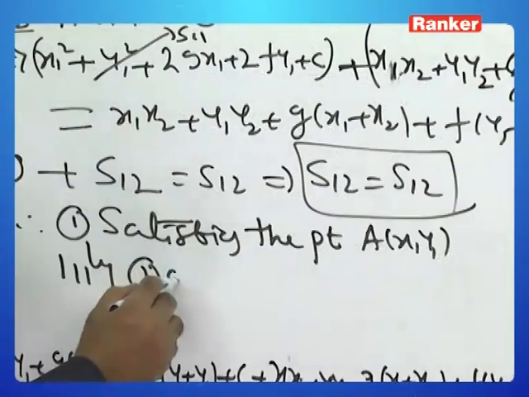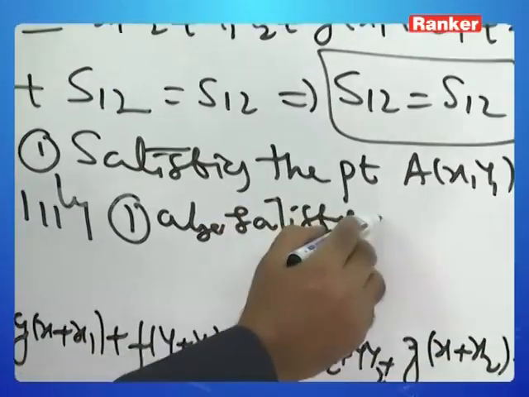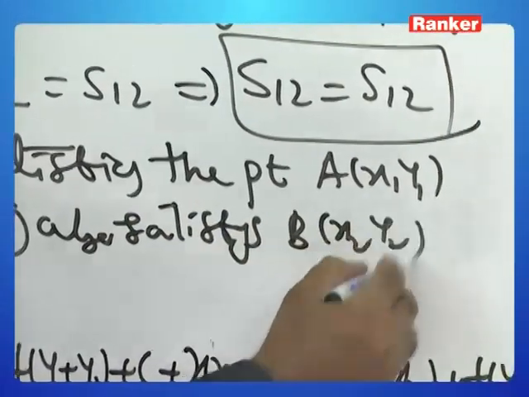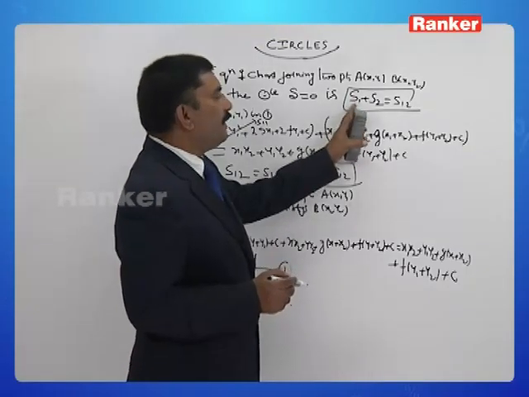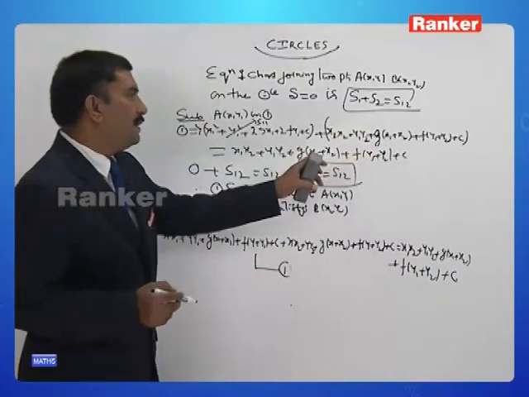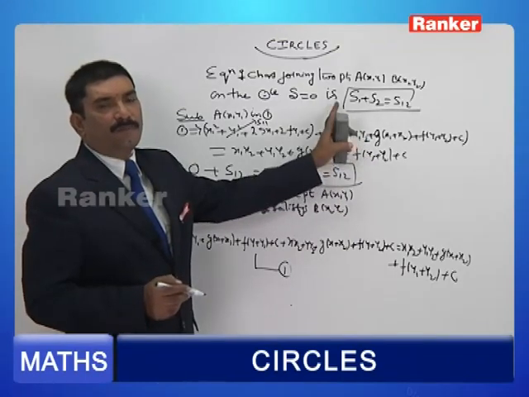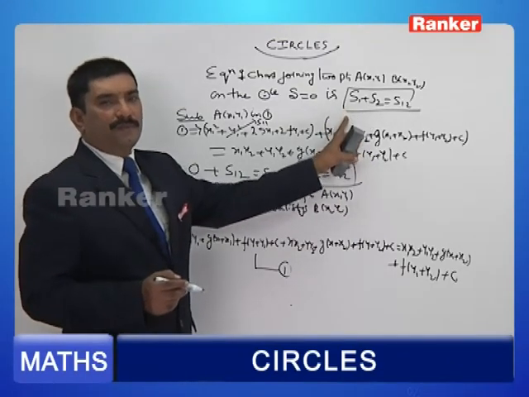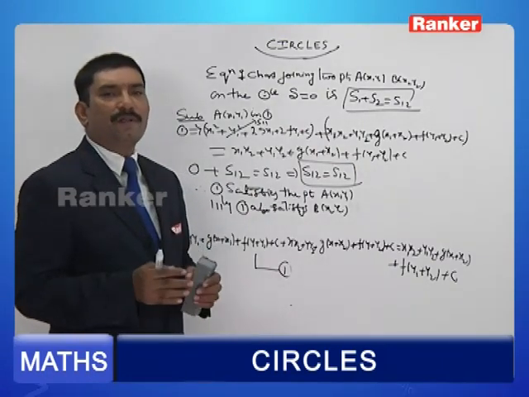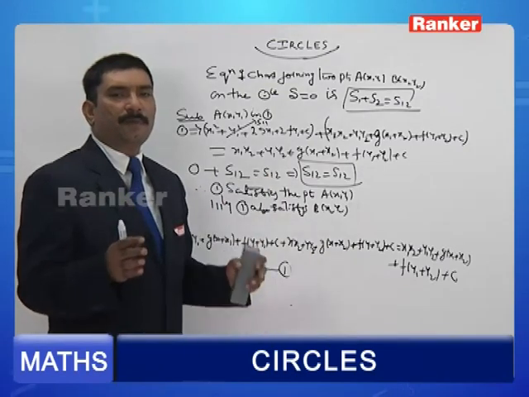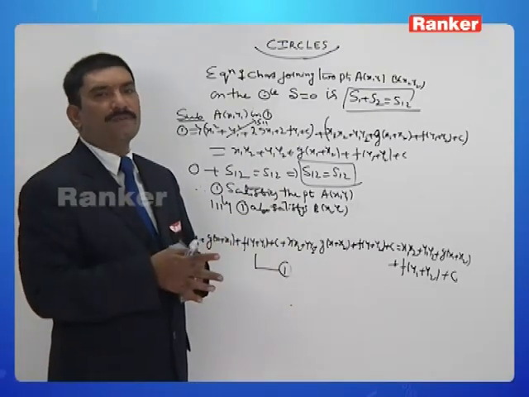Similarly, one also satisfies B of x2 comma y2. Hence, hereafter the equation of chord joining x1 y1 and x2 y2 is defined as S1 plus S2 is equal to S12. Now we understood the equation of chord joining A of x1 y1 and B of x2 y2, that is, S1 plus S2 is equal to S12.